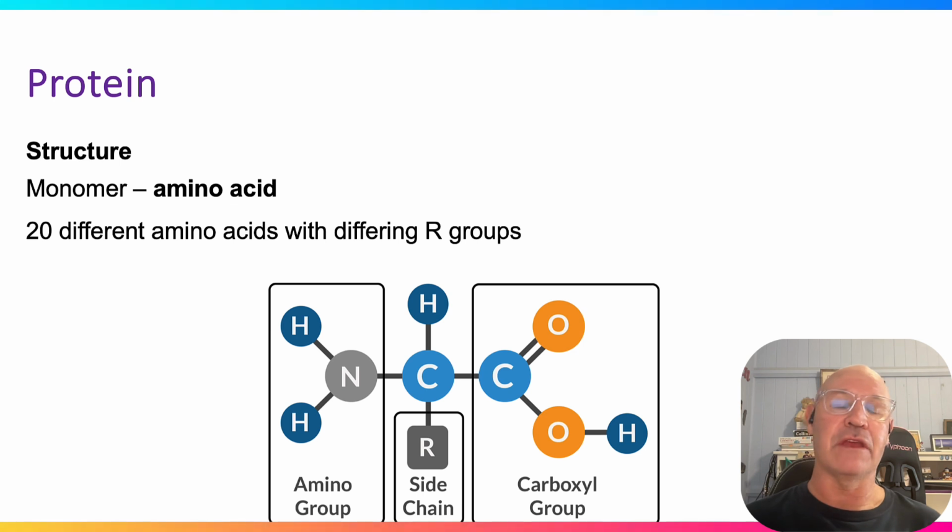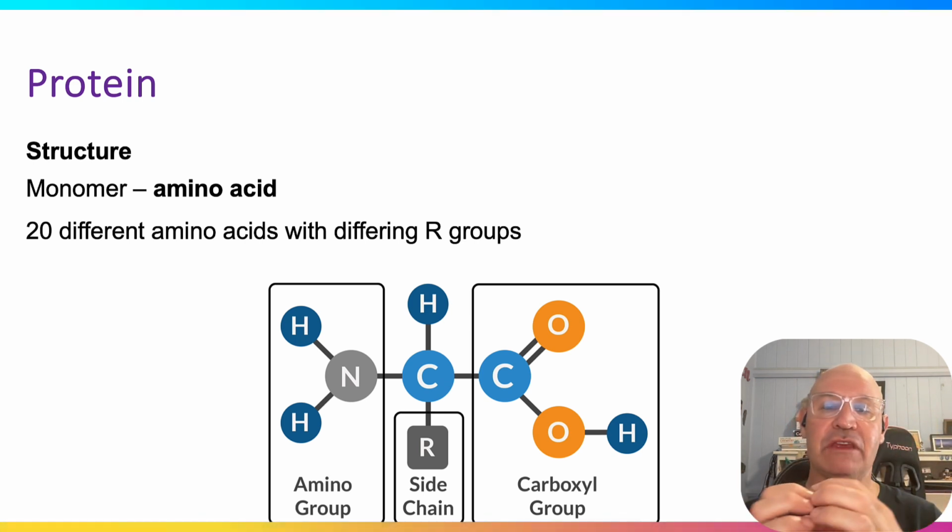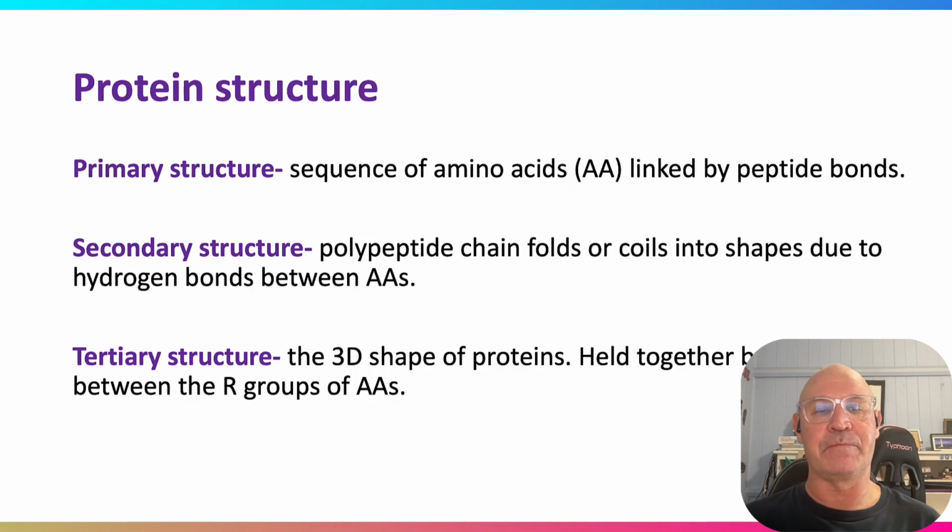Now with proteins, the building block or the monomer is the amino acid. And we've got 20 different amino acids that are involved in proteins. And what differs between them is this R group. So this is an example of an amino acid here. We've got the amino group here. We've got the carboxyl group. But here in the middle, we've got this thing called the R group. And that varies with each of the different amino acids. And it's the side group that determines how the amino acid folds and bonds together with other amino acids for proteins to have their function.